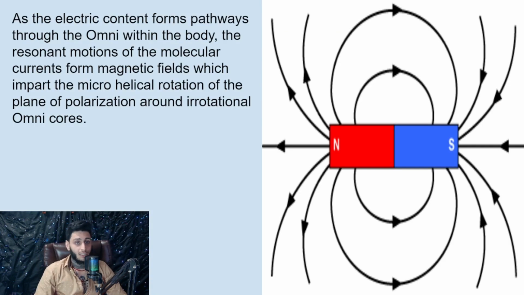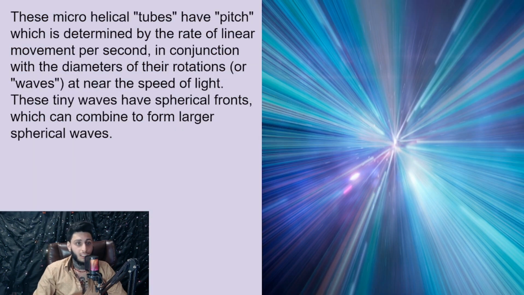As the electric content forms pathways through the omni within the body, the resonant motions of the molecular currents form magnetic fields, which impact the microhelical rotation of the plane of polarization around irrotational omni cores. These microhelical tubes have pitch, which is determined by the rate of linear movement per second, in conjunction with the diameters of their rotations, or waves, at the near speeds of light. These tiny waves have spherical fronts, which can combine to form larger spherical waves.